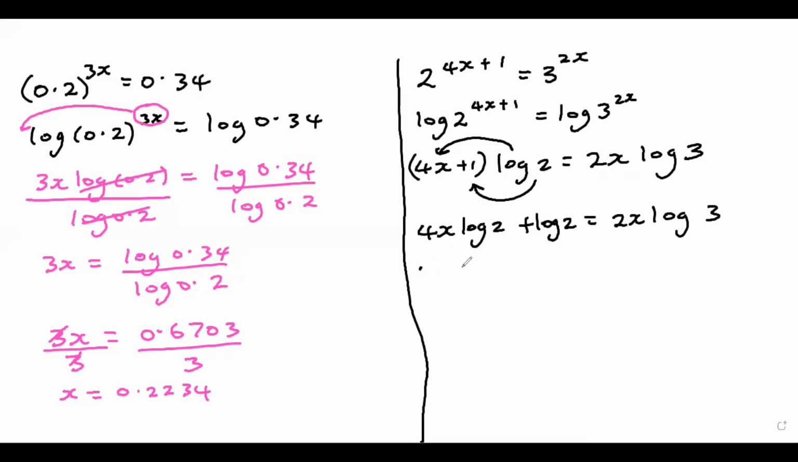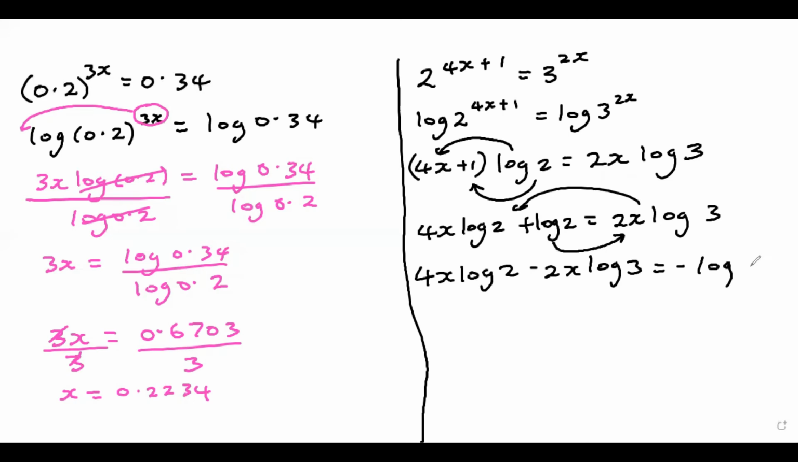So it's 4x log 2 minus 2x log 3. So I'll carry this over here, and I'm going to take this over here, equal to minus log 2. So now what we'll have to do is factor out x because x is common between both. So we'd have x, and in bracket, 4 log 2 minus 2 log 3 being equal to minus log 2.